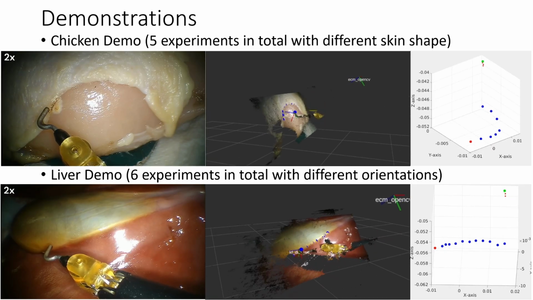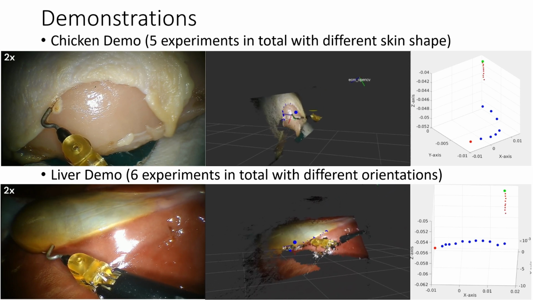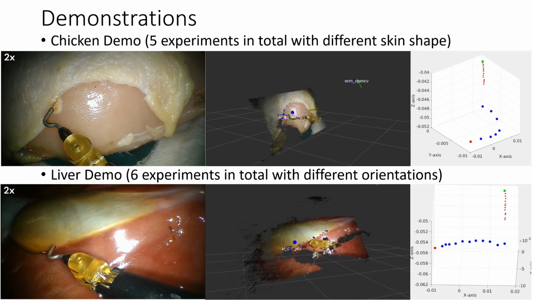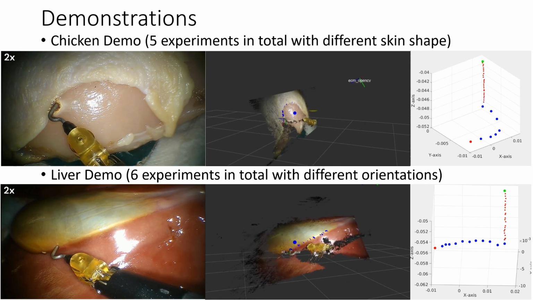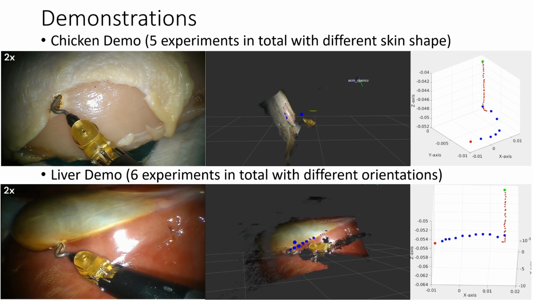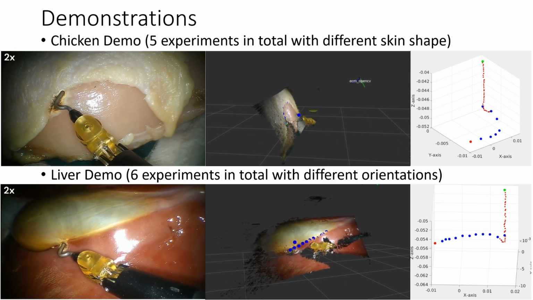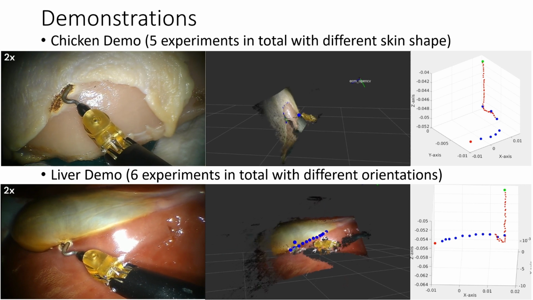In this slide, we demonstrate the ex vivo procedures. The top row highlights experiments on chicken specimens, while the bottom row focuses on pig livers. On the left, you'll see the endoscopic images taken during the procedure. The center column presents the generated point clouds with the corresponding trajectories displayed on the right. For safety, we've set an initial green point as shown on the right figure.